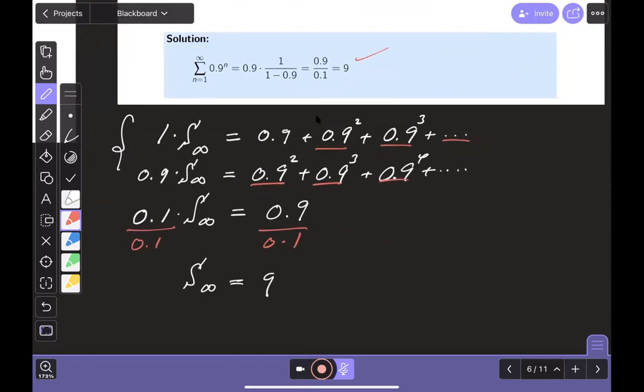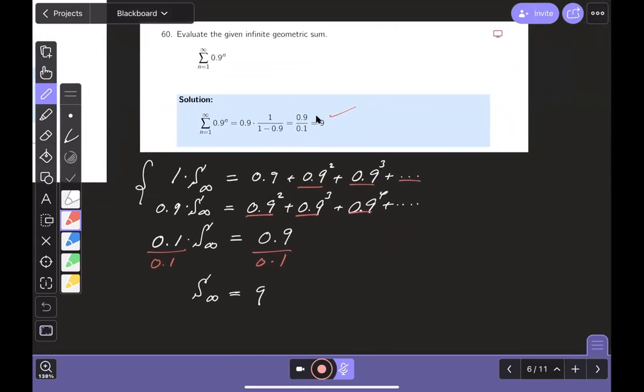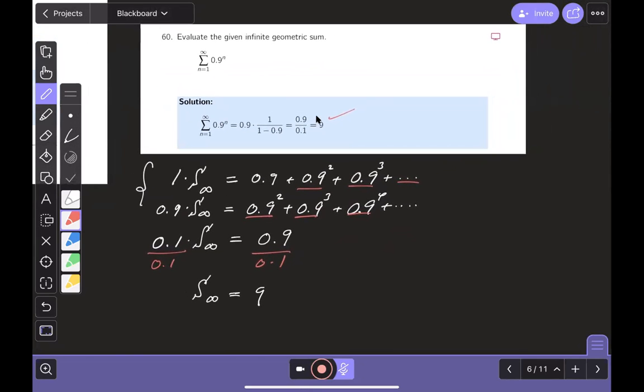I want to point out what they did. They used the formula. And the formula is going to be A1, which is 0.9. I'll write the formula down for you. And that would be 1 over 1 minus the common ratio. That's R. All right. I'm sorry, I put the ratio. I shouldn't have done that. All right. And what do you get there? You just plug it in.